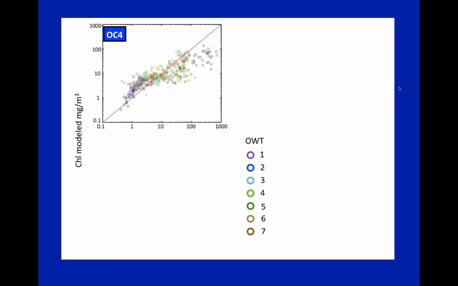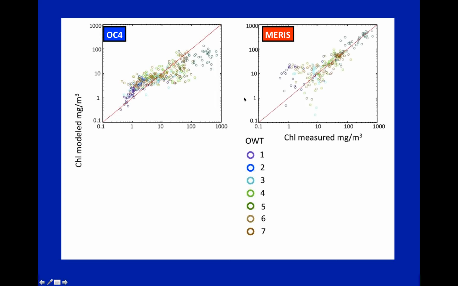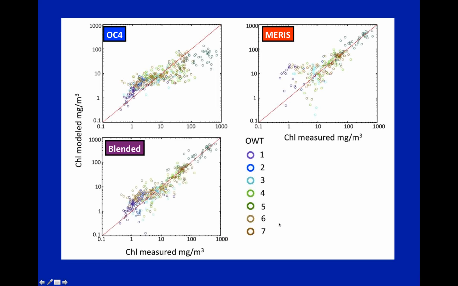So did this work? Did it make sense? Did it improve the scatter of our points? This shows, for all of the 500 lakes or spectra in that dataset, here is your actual chlorophyll versus the modeled chlorophyll for the ocean color 4 algorithm. Here it is for Maris. And if you care, these little colors are based on the optical water types. And then this is what the blended product looks like.